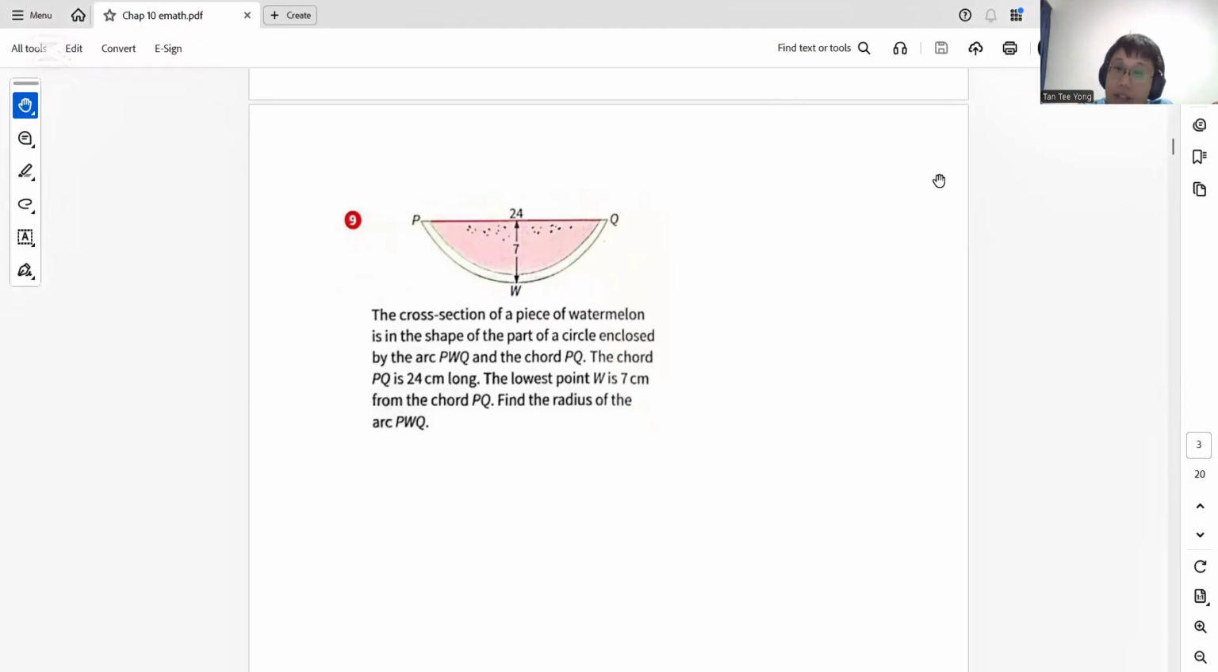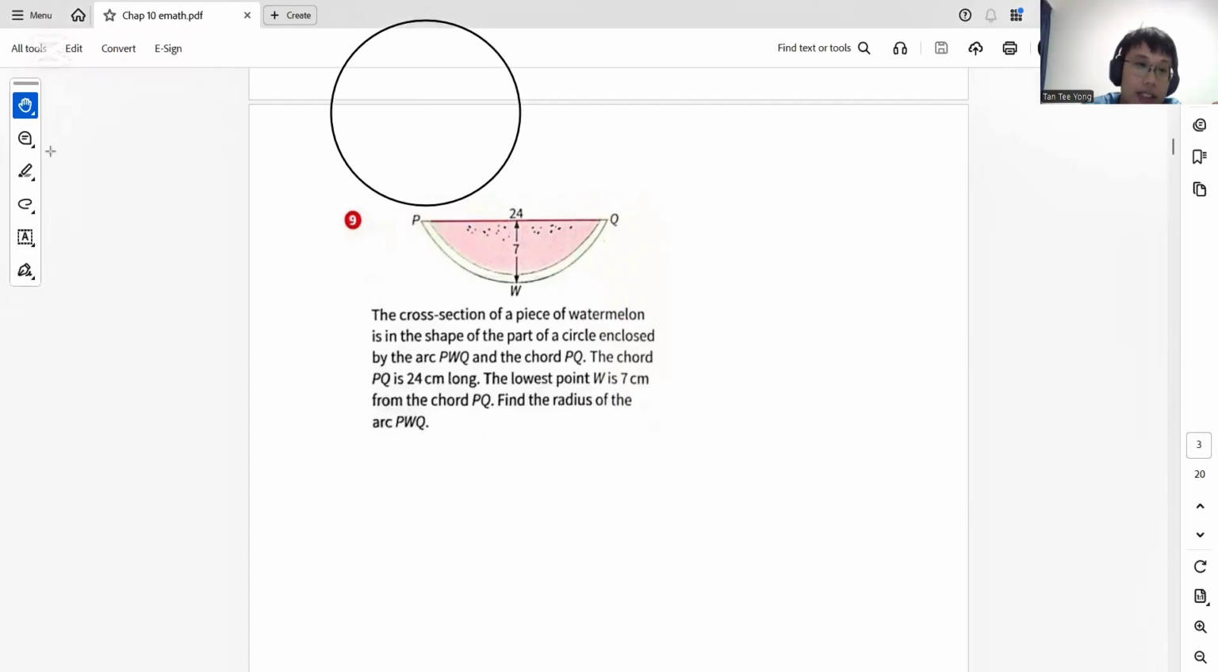So in this question, quite an interesting question. So the cross section of a piece of watermelon is in the shape of the part of a circle. So take note, PQ is not the diameter, as you can see in the question. They say that part of a circle enclosed by the arc PWQ. So PWQ is actually the outside peel, right? The green color peel of the watermelon that you always see, right? And the chord PQ. So PQ is the chord. All right, it is not the diameter. So actually, if you think about it, it's actually a circle that is something like that.